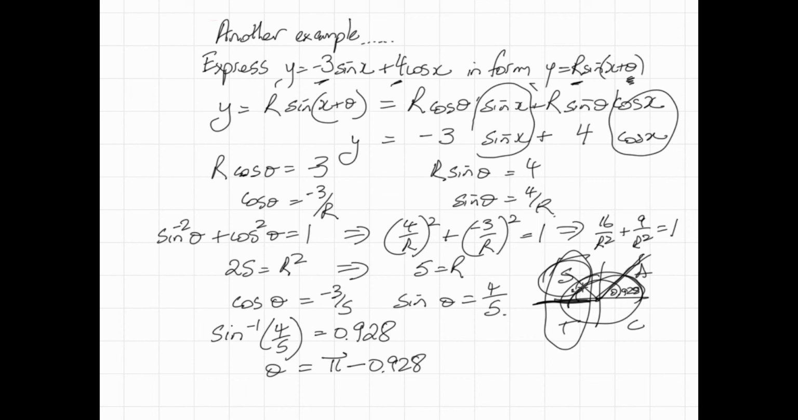And in that case, the sine of that angle will be positive and the cos of that angle will be negative. And if you evaluate that, don't forget pi is just our normal 3.14159, and we take away 0.928, we'll get 2.214. So therefore we can work it out as y equals, now we go back up, r was 5, sine, x was our variable, and theta now is 2.214.